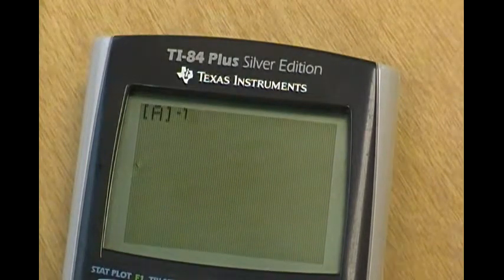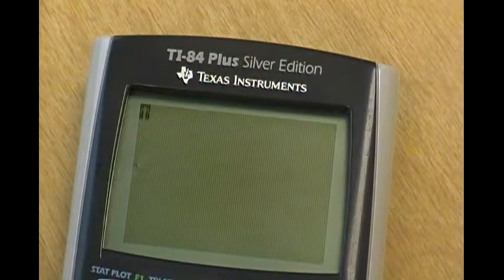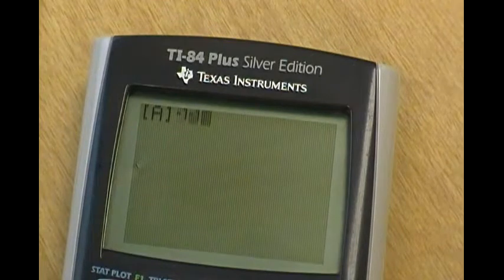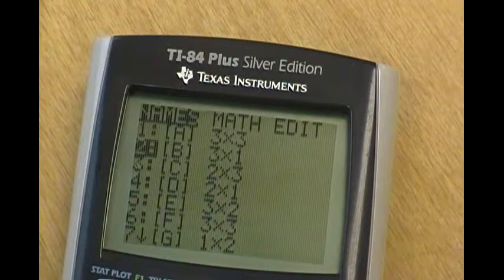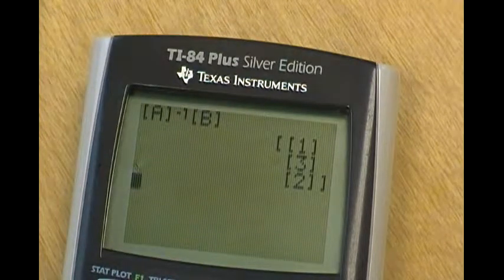Second matrix A inverse second matrix B. Ooh, I just hit inverse twice. Whoops. Second matrix A inverse, did it again. There we go. Second matrix B. And we get 1, 3, and 2. So x is equal to 1, y is equal to 3, and z is equal to 2.